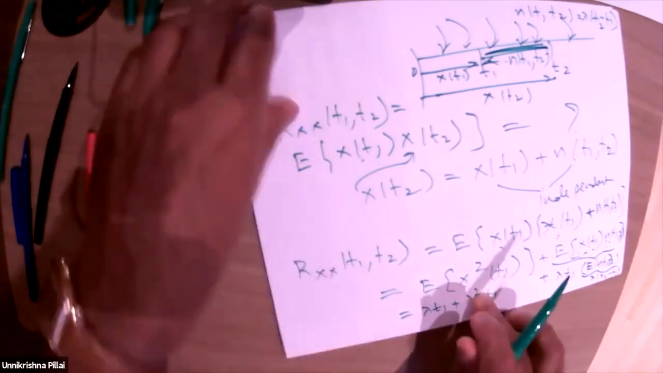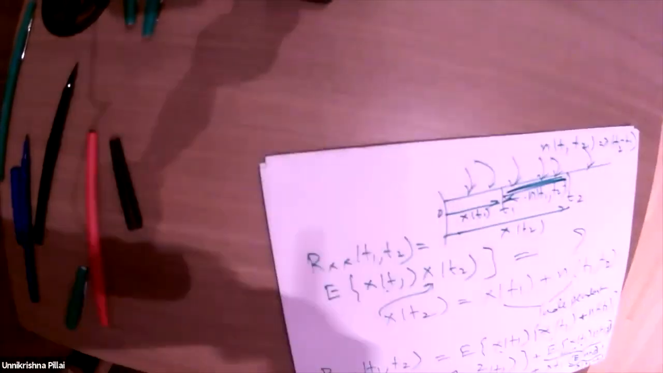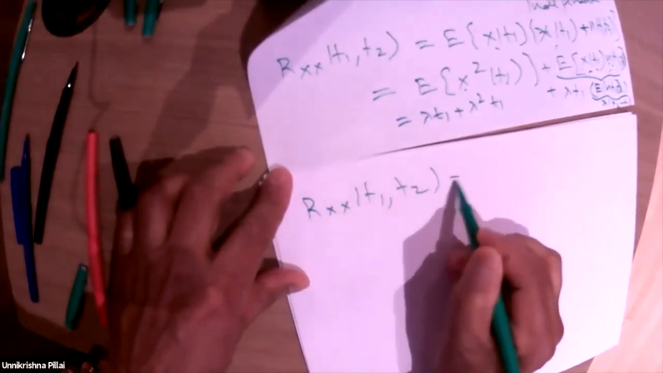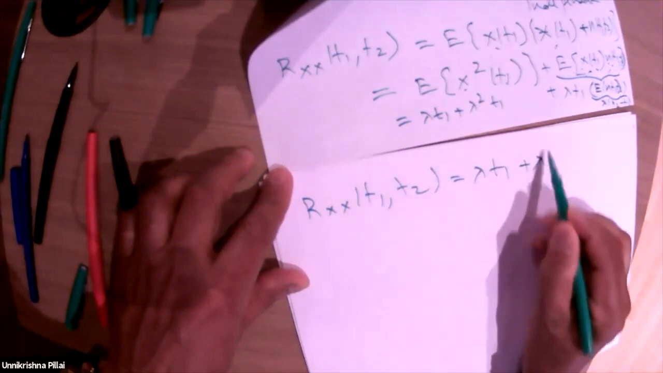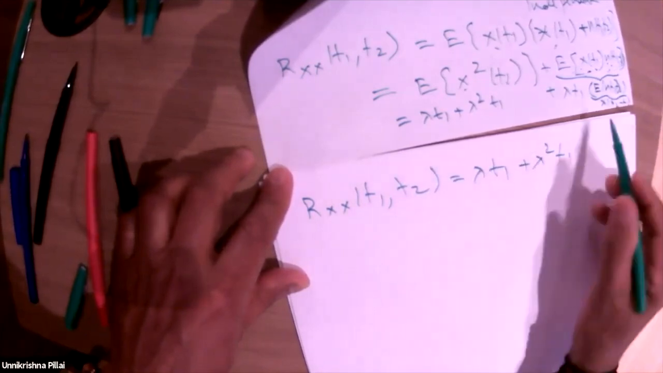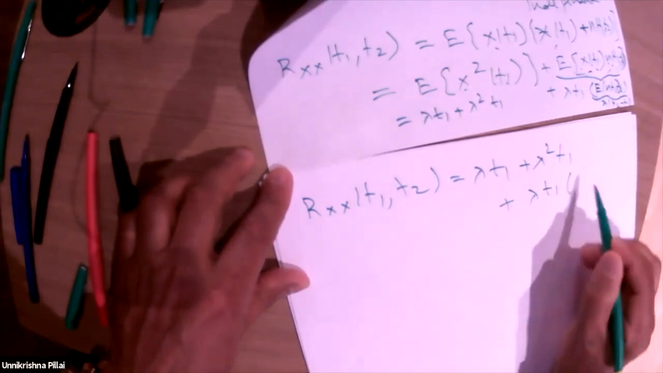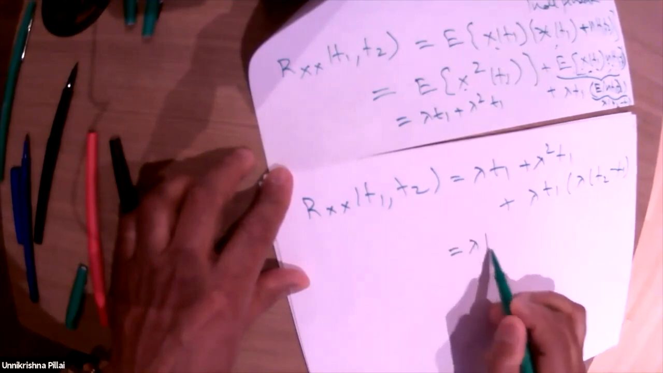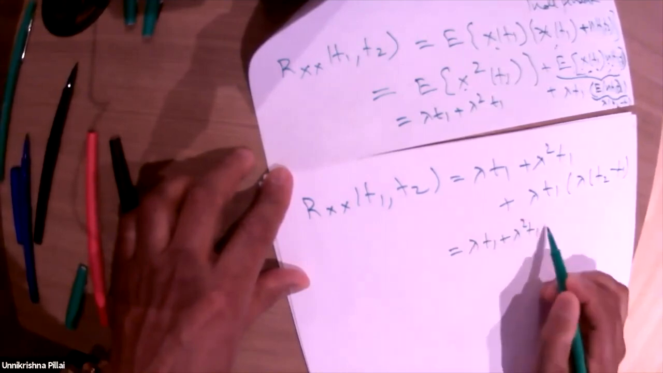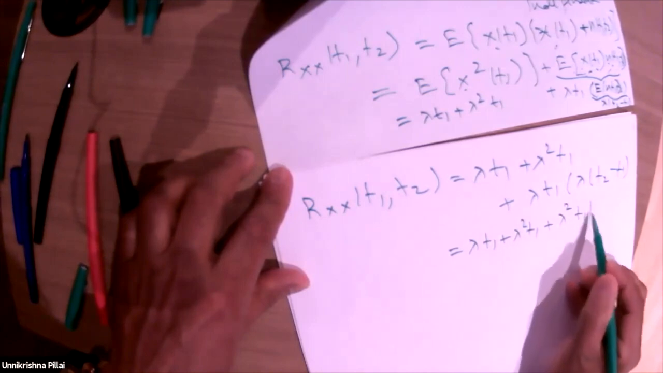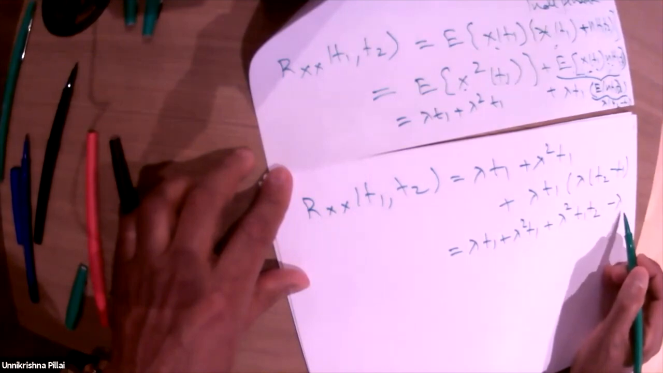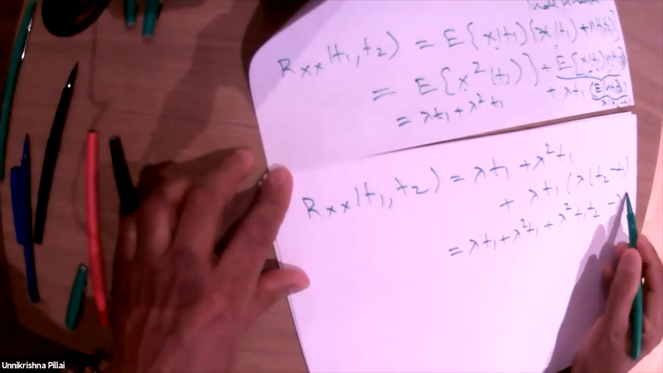Let me write it on the next page. So here you get R_XX(t1,t2). If I did everything right, you have lambda t1 plus lambda squared t1 squared plus lambda t1 multiplied by lambda multiplied by t2 minus t1. So if I expand, lambda t1 plus lambda squared t1 squared plus lambda squared t1 t2 minus lambda squared t1 squared.